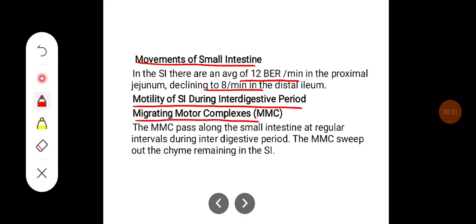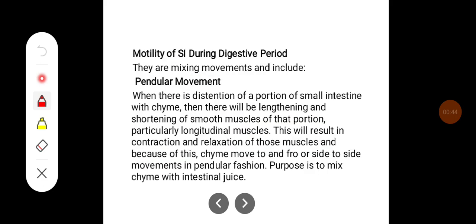They are called migratory motor complexes, and these MMCs pass along the small intestine at regular intervals during interdigestive period. The MMC sweep out the chyme remaining in the small intestine.